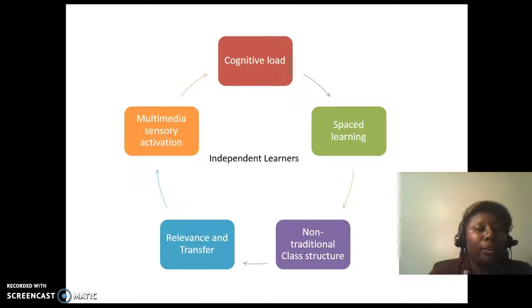In summary, we can use a number of techniques to produce independent learners, but the key is also to reduce the cognitive load, and to transfer the responsibility of studying to the student. Encourage spaced learning, which is the focus in the relaxation step, and then consider things like the flipped classroom as a non-traditional class structure.